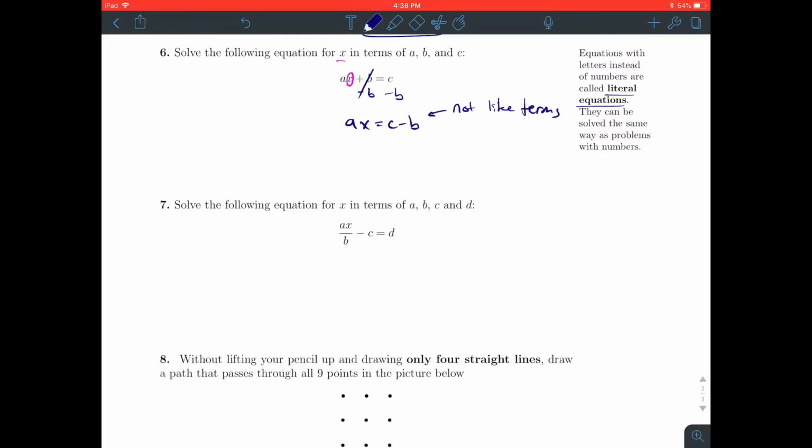Next up, one step away from getting x by itself, we've got a times x. The opposite of multiplying by a would be dividing by a on both sides. Multiplication by a and division by a cancel out. This gives us x equals c minus b. Whoa, that's not minus. C minus b over a. So we've isolated x, we've solved for x, and our answer is in terms of a, b, and c because we have an a, b, and c on this side.